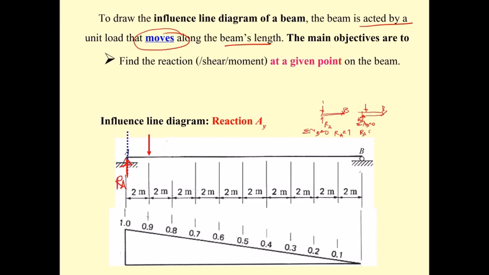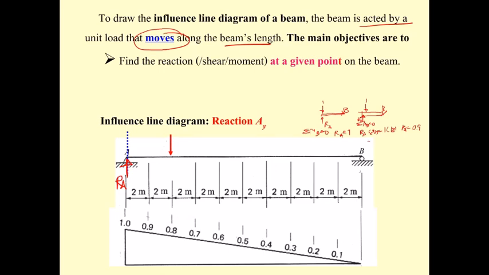4, 6, 8, 10, 12, 14, 16, 18, 20. Okay, this is equal to 1 times 18. So your R sub A is going to be 0.9. So you get this 0.9. And then you move again to this. You do the same thing.